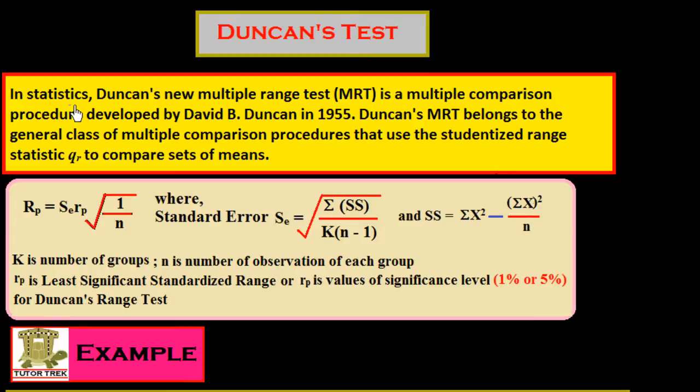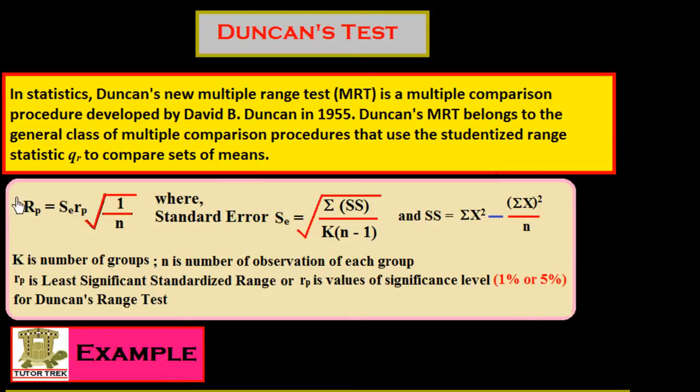In statistics, Duncan's new multiple range test (MRT) is a multiple comparison procedure developed by David B. Duncan in 1955. Duncan's MRT belongs to the general class of multiple comparison procedures that use the studentized range statistic Q R to compare sets of means. Here I would like to explain more about the Duncan's test.